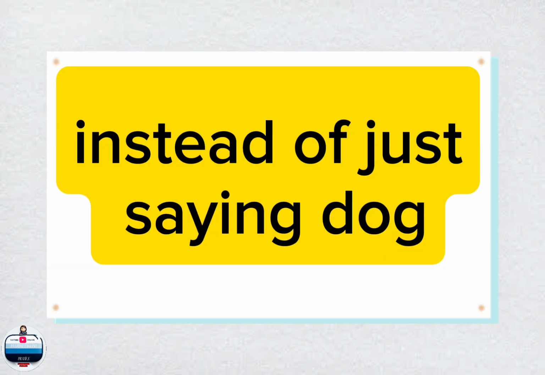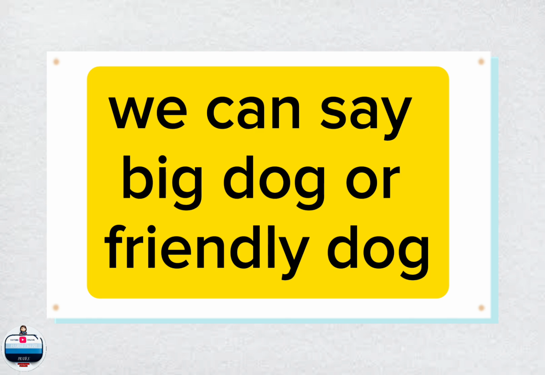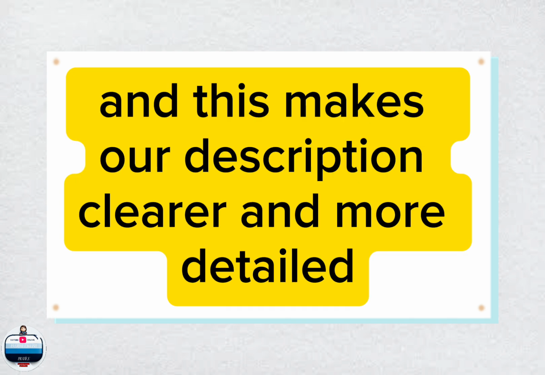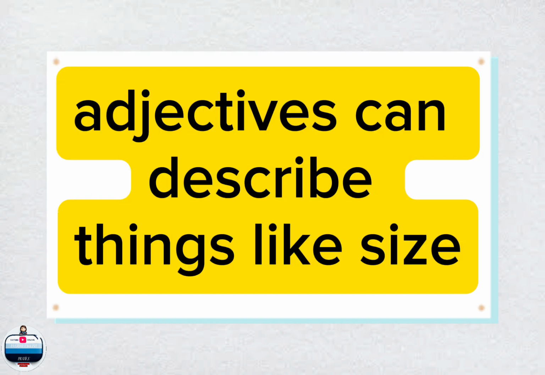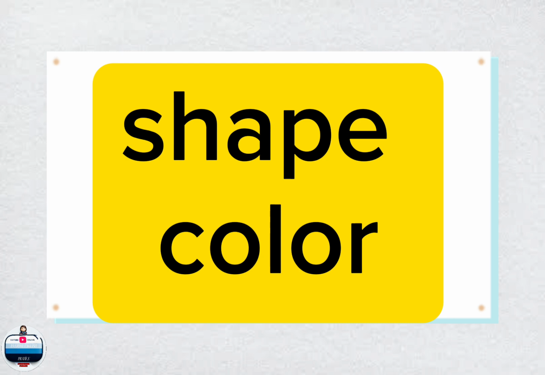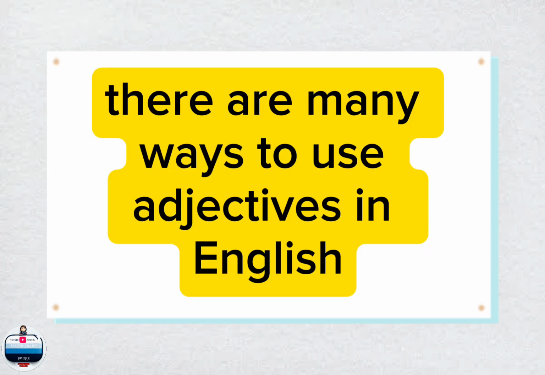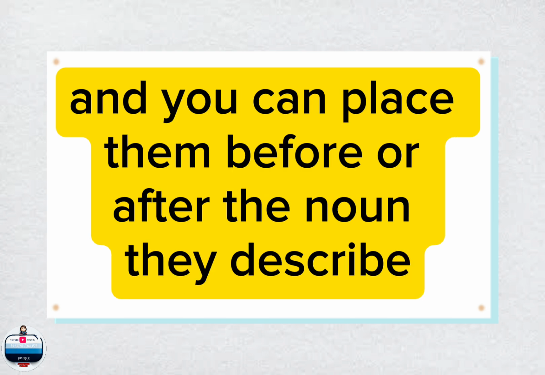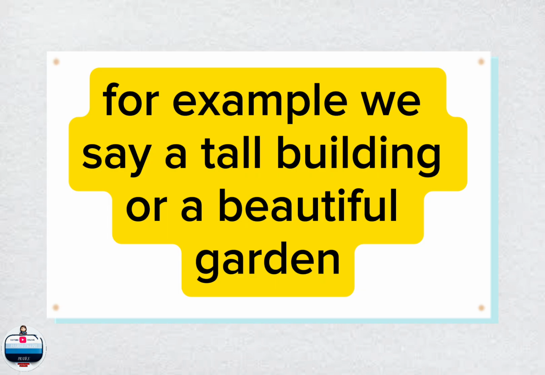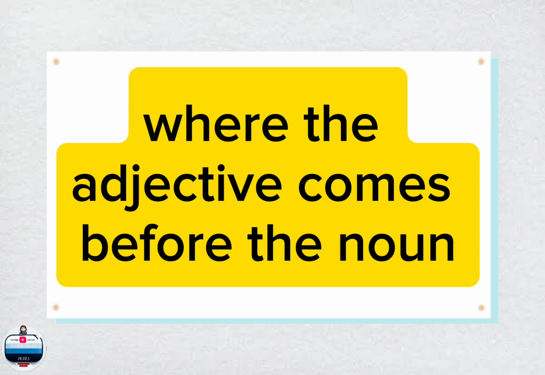Instead of just saying, dog, we can say, big dog, or friendly dog, and this makes our description clearer and more detailed. Adjectives can describe things like size, shape, color, and even feelings or conditions. There are many ways to use adjectives in English, and you can place them before or after the noun they describe. For example, we say, a tall building, or a beautiful garden, where the adjective comes before the noun.